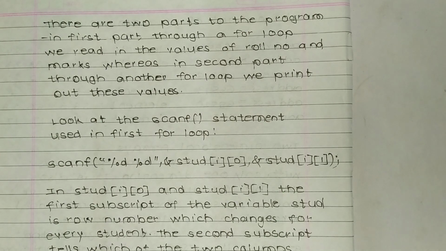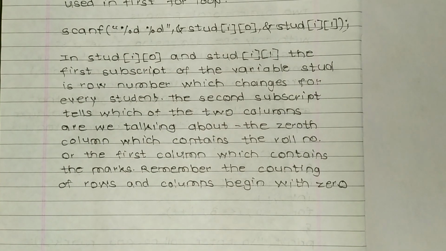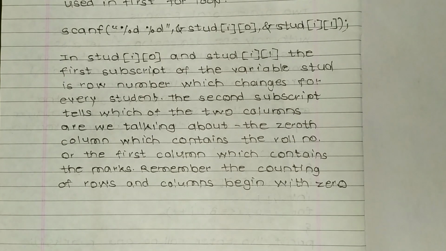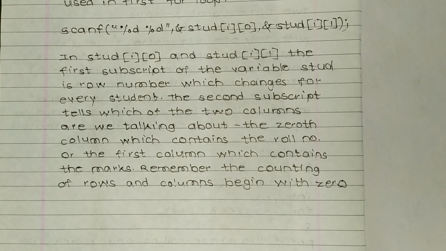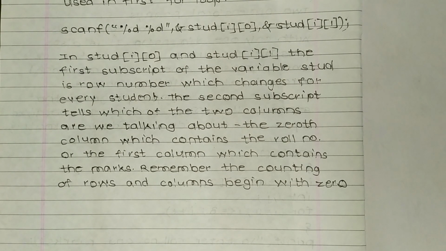Now in student[i][0] and student[i][1], the first subscript of the variable student is the row number, which changes for every student. The second subscript tells us which of the two columns we are talking about, the zeroth column or the first. So the second subscript is telling about two columns, that is column 0 and column 1.